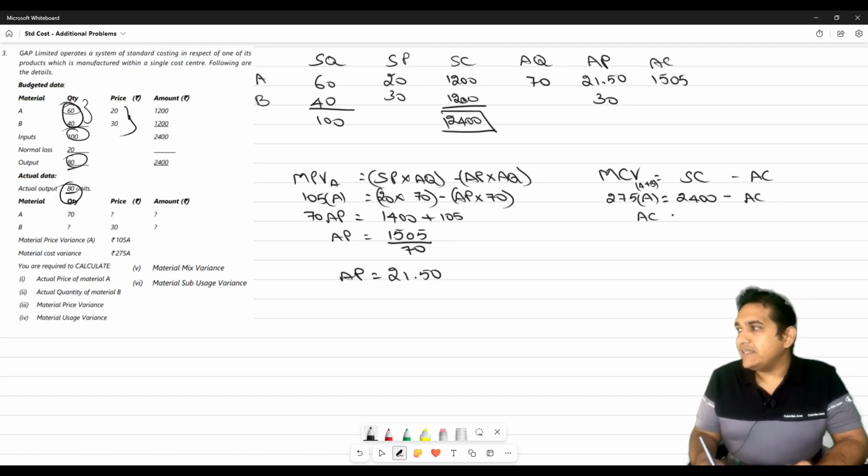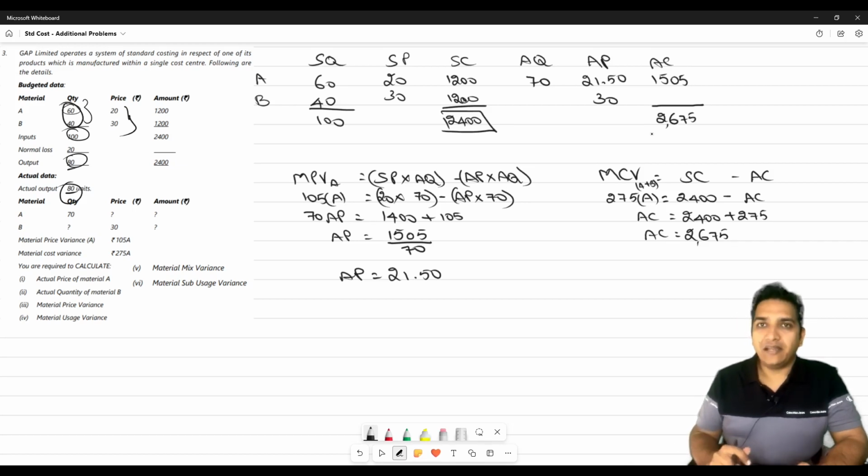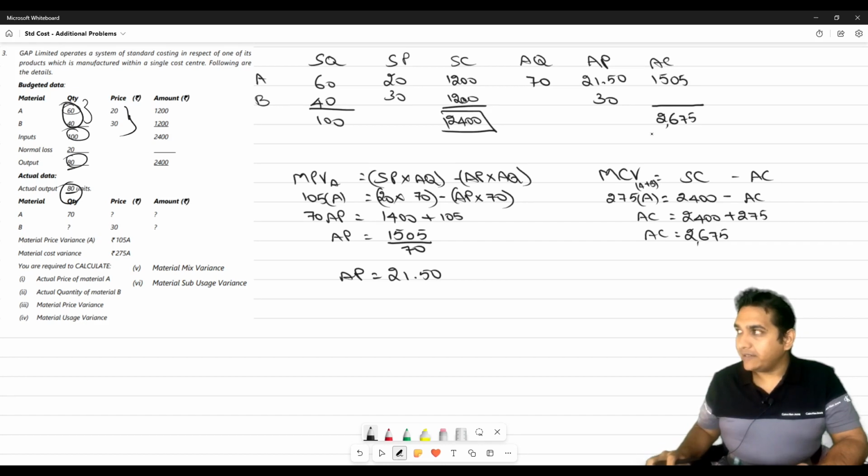So simplifying this equation, we get actual cost will come to 2400 plus 275, which is 2675. So this is my total actual cost, 2675, right? In this, if you subtract my actual cost for A, which is 1505, you will get 1170.